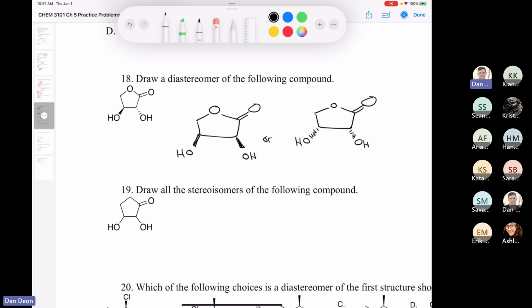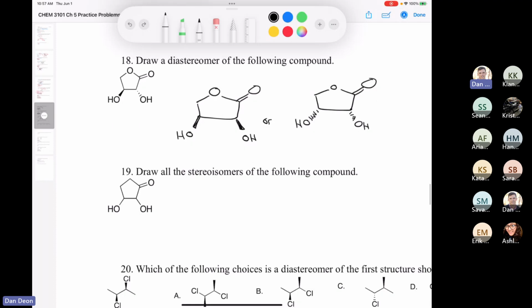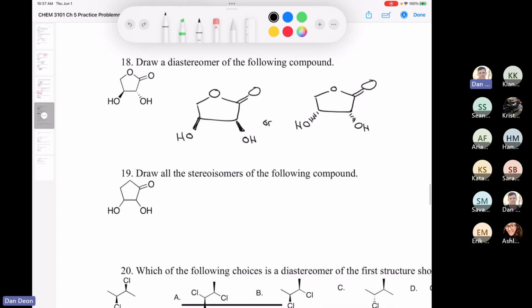Keep in mind, those are not identical compounds, right? They are not the same compound because you have this carbonyl over here. So they're definitely not the same compound. Oh, shoot. Draw all the stereoisomers of this compound. Well, they're all shown up here. Actually, sorry, most of them are shown up top.